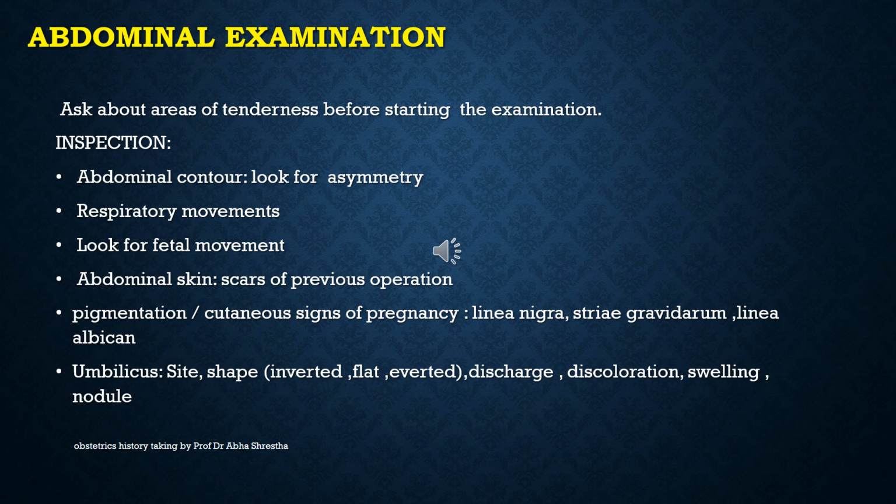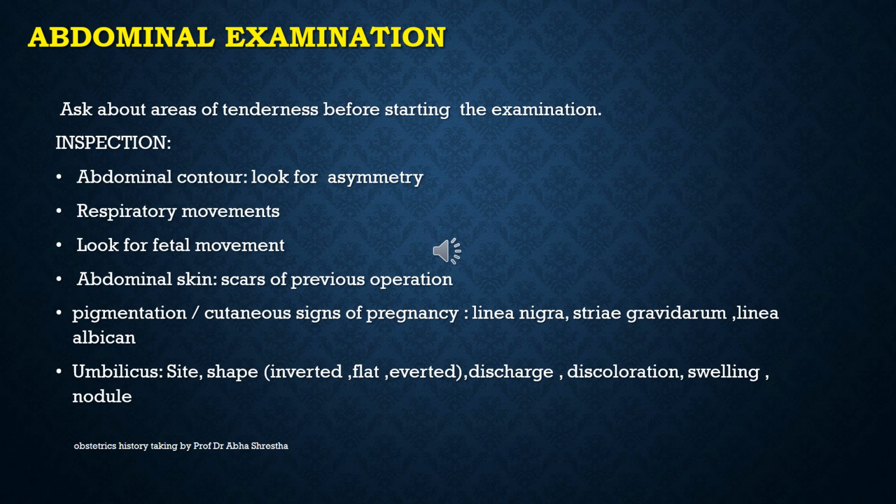Then we should also inspect whether there are any scars of previous operations in the abdomen. We should note the pigmentation or the cutaneous signs of pregnancy like linea nigra, striae gravidarum, or linea alba. Look for the umbilicus. See where it is, the site, the shape, whether it's inverted, whether it's flat, or whether it's everted, whether there is any discharge coming from the umbilicus, whether there is any discoloration, whether there's a swelling or a nodule.